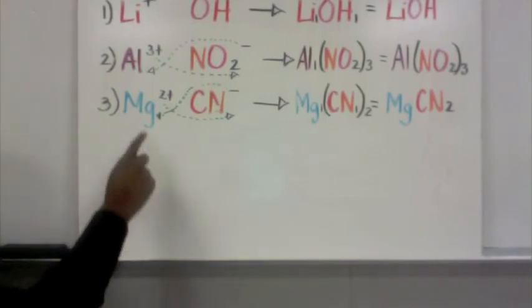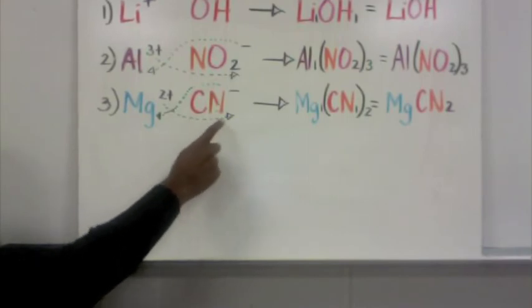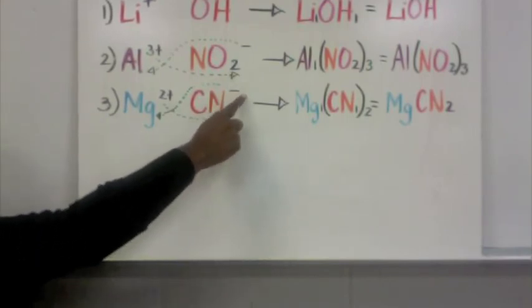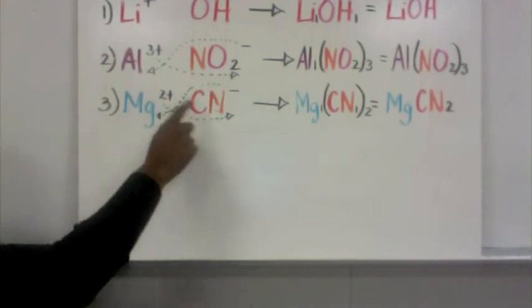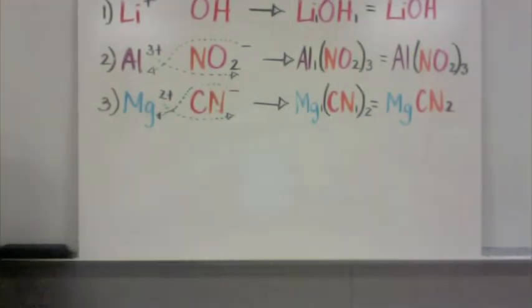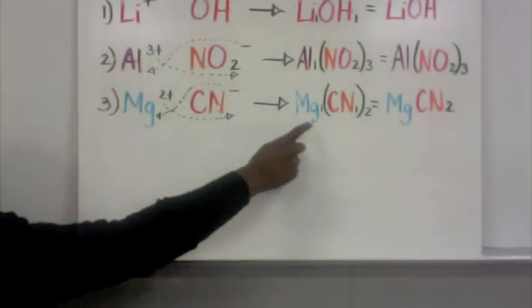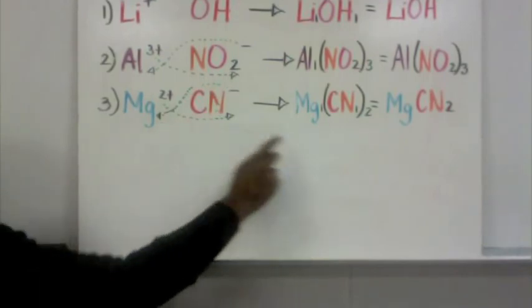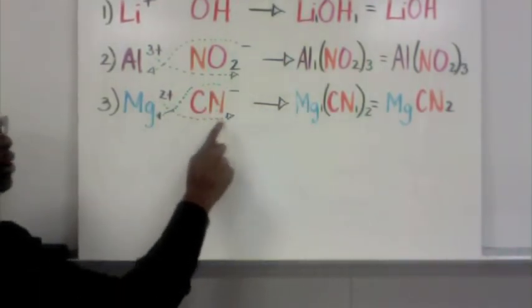For number 3, you have Mg2+, and this thing called cyanide. Cyanide is CN-, so cyanide has a -1 charge. Magnesium has a +2 charge. So you switch your charges, and then from there, you're going to see that magnesium is going to get the 1 from the cyanide. That's what you have here when you reduce down. The 2 is going to go to the cyanide over here.